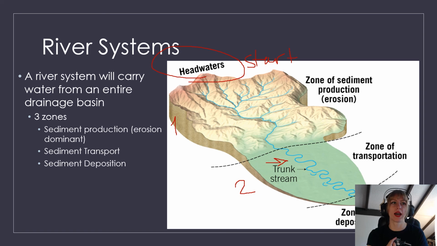And then we have zone 3, which is the deposition zone. So deposition occurs when the river slows down, meaning that it doesn't have the energy to hold up all the sediment it has. This occurs when the river enters a new body of water where it will form a delta, and it can also occur as we get lazy areas of a river or trunk stream, but we're going to talk about that later.